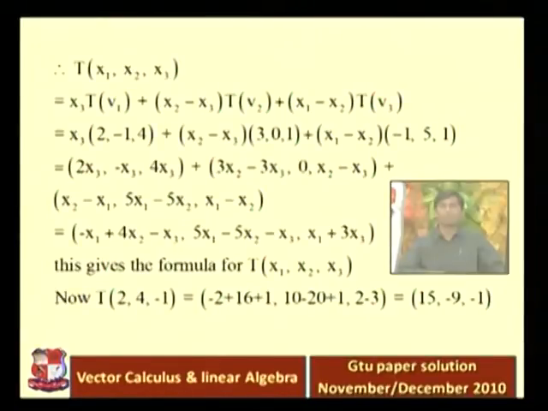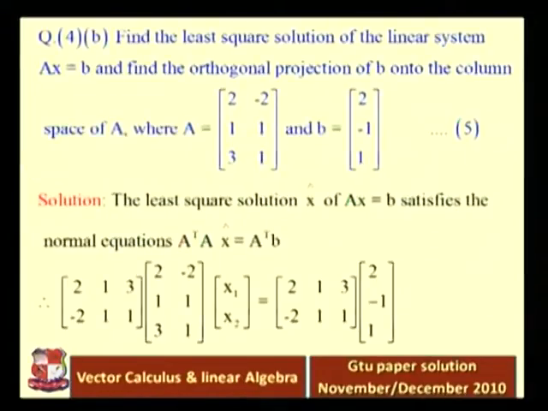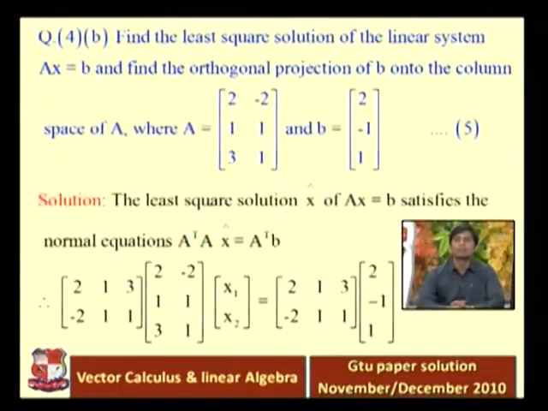Now this question was asked for 5 marks. Next question, question 4b. Find the least square solution of the linear system Ax equals b, and find the orthogonal projection of b onto the column space of A, where A is the matrix with rows (-2, -2), (1, 1), (3, 1) and b is the column vector (2, -1, 1). This question was asked for 5 marks.